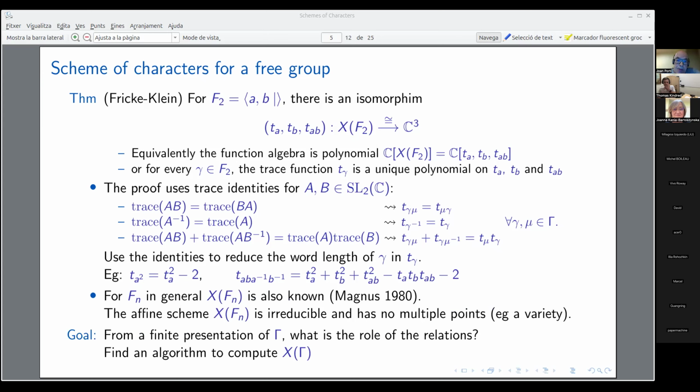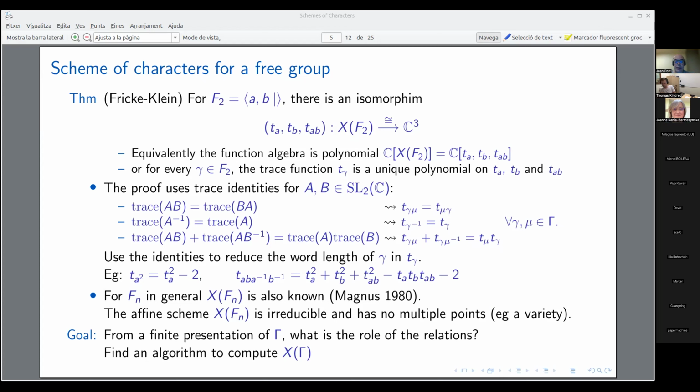Okay? What happens if you have a free group with more elements? Well, this is also known, but the description is not so easy, it's more complicated. For instance, if you take F3, you get something of dimension 6, which is a hypersurface in C7, and so on. It's just one equation, and in general, it's quite complicated. It's a computable issue, I mean, it's complicated to compute. What you can prove is that as a scheme, this is irreducible and has no multiple points. It's reduced. This is really a true variety in this case. But for a group in general, it will not be.